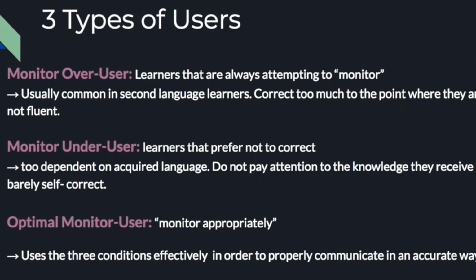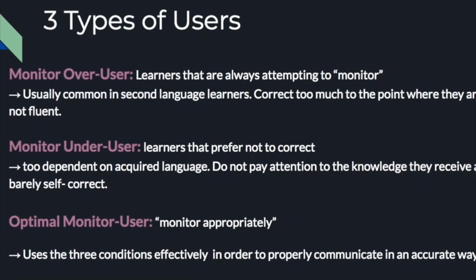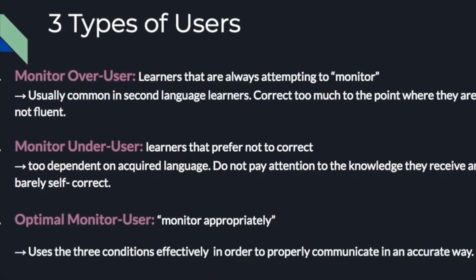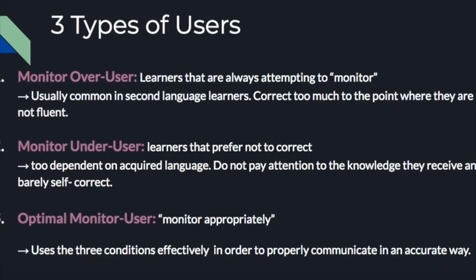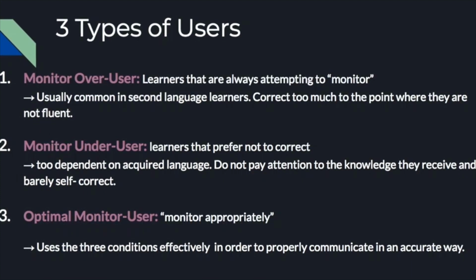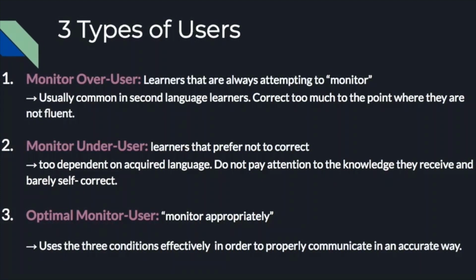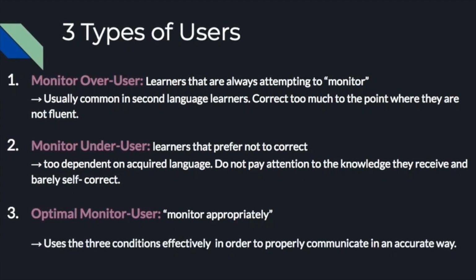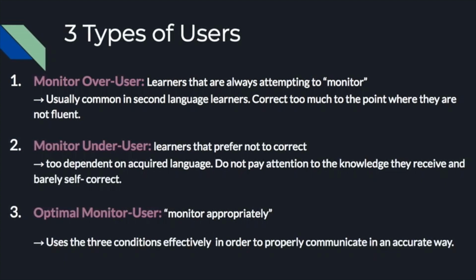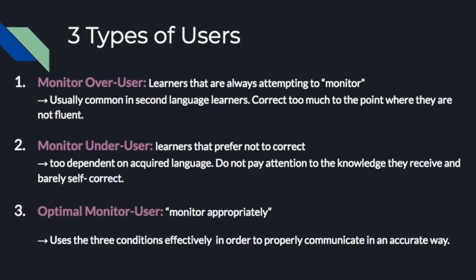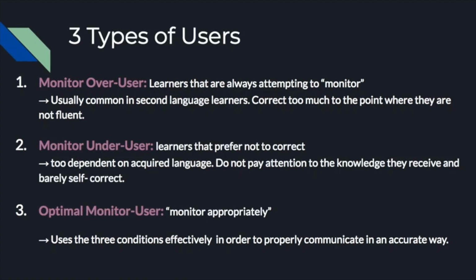There are 3 types of users. Those include the monitor overusers, monitor underusers, and optimal monitor users. Monitor overusers focus too much on the correctness, which causes them not to be able to speak fluently. Monitor underusers have not consciously learned the rules, so they're not focused on correctness, or they have chosen not to use what they have learned. Optimal monitor users use the knowledge they have correctly and keep a balance between self-correction and fluency.